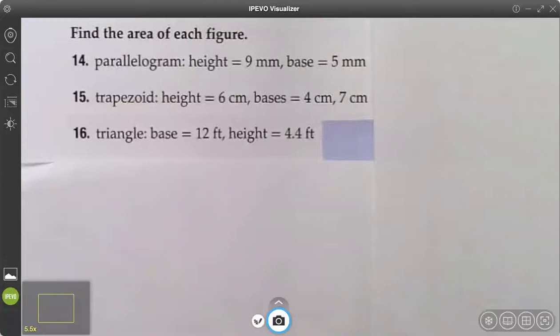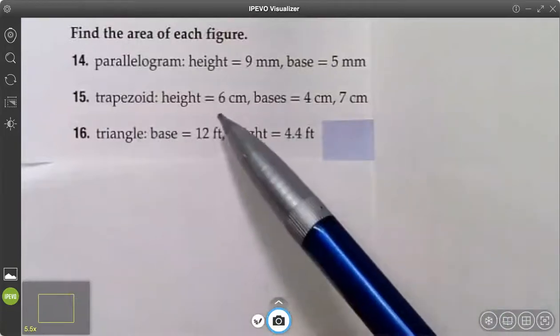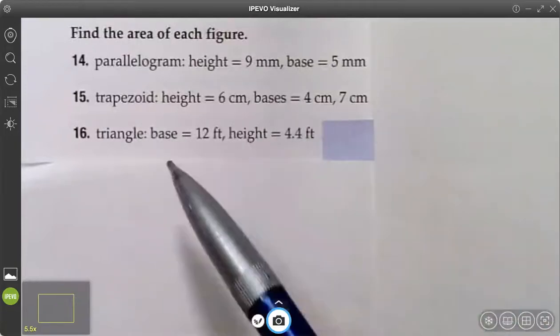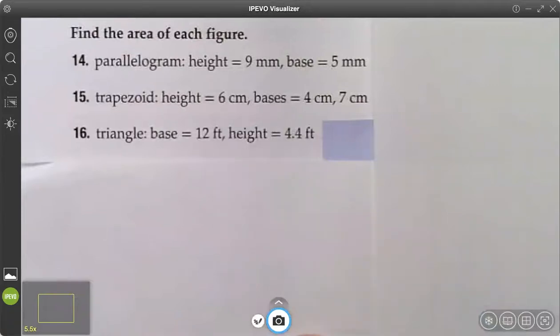Here are 14, 15, 16. The last 3 we'll do. Find the area of a parallelogram with a height of 9, base of 5, of a trapezoid with a height of 6, bases of 4 and 7, and of a triangle with a base of 12, height of 4.4. Find the area of each of these.